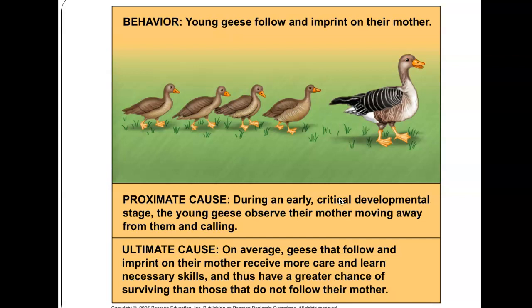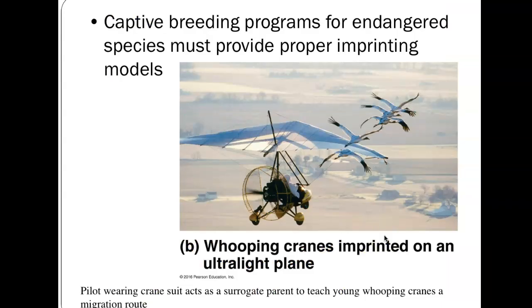So proximate cause of behavior is geese will follow the first big thing. So why is that behavior happening? Why are they following this big goose right here? Because when they're born, they follow the first big thing walking away from them. So that's a proximate cause of their behavior. The ultimate cause is if they imprint on her, they're going to receive more care and necessary skills, and they'll have a greater chance of survival. So hopefully you guys can see there's this example of proximate and ultimate cause.